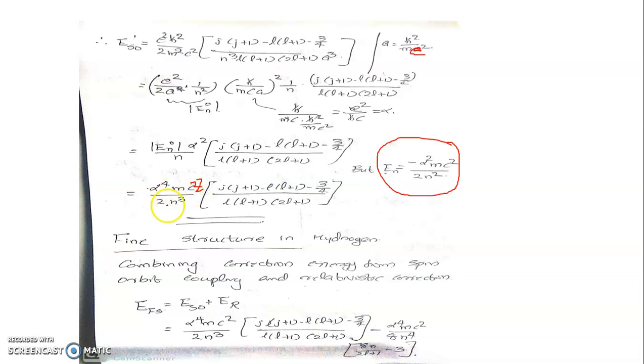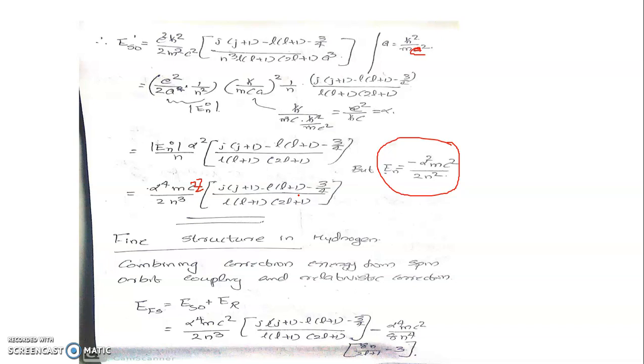Alpha raised to 4 mc square divided by 2 is there, this one, into n square into n, make it n cube, into j plus 1 minus l into l plus 1 minus 3 by 4 divided by l into l plus 1 into 2l plus 1. So this is the spin-orbit coupling energy expressed in terms of the fine structure constant alpha.